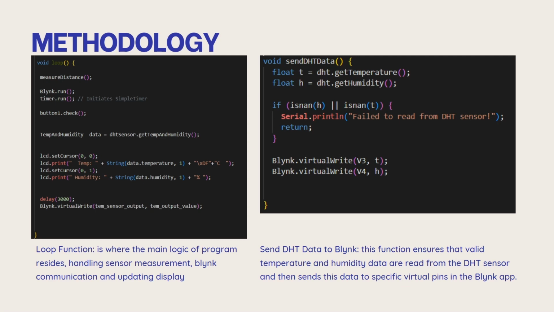this code functions to ensure that valid temperature and humidity data are read from the DHT sensor, and then send this data to specific virtual pins in the Blynk app. And also in the Blynk app, you can use a widget connected to this virtual pin to display real-time temperature and humidity information.